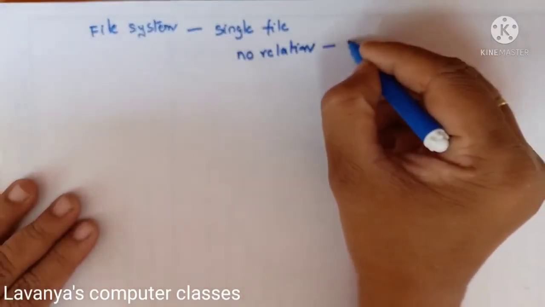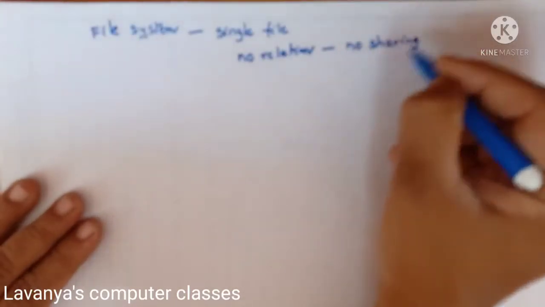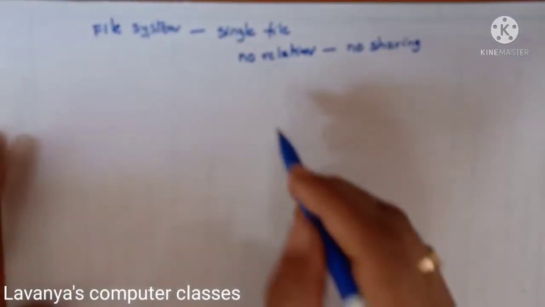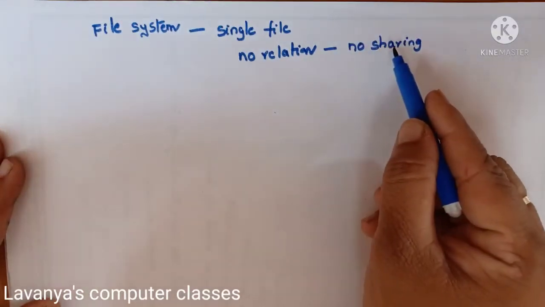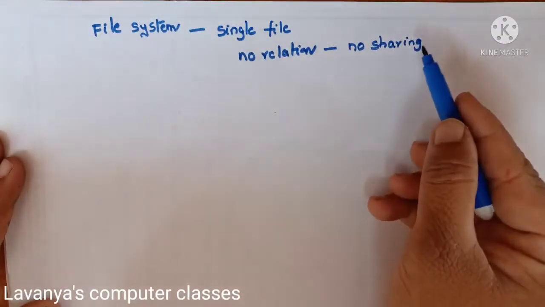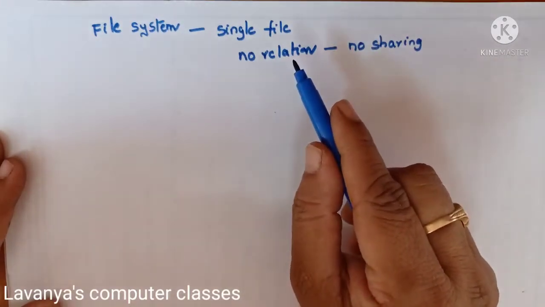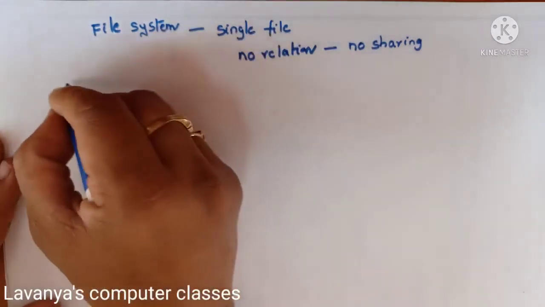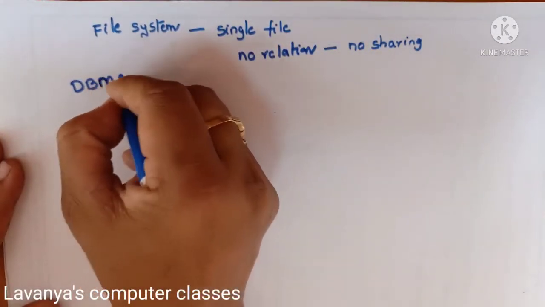That's why there is no sharing, because each and every file maintains its own information and has its own tables. There is no relation from one to another, which means there is no sharing either. So to remove the problems faced in the file system, we introduced a new system called DBMS.